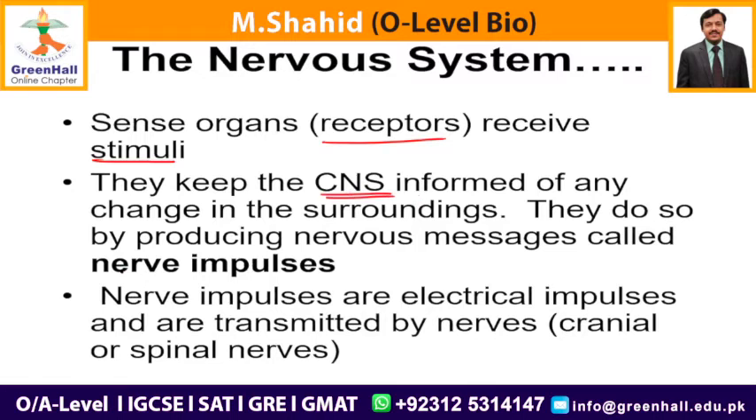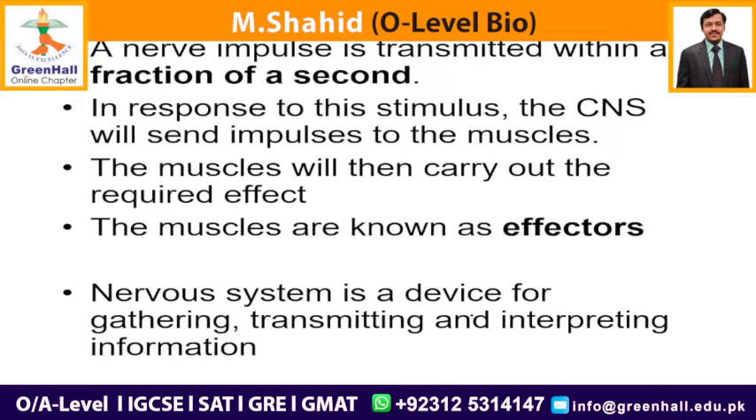And how do they do so? They inform through nerve impulses. It's an electrical charge movement. You will study that in your A2, how it works. But anyway, you can make an analogy. It works in the same way as an electrical charge moves across a wire. So nerve impulses are electrical impulses and they are transmitted by the nerves, like the cranial nerves or the spinal nerves. A nerve impulse is transmitted within a fraction of a second, which means it's so quick.